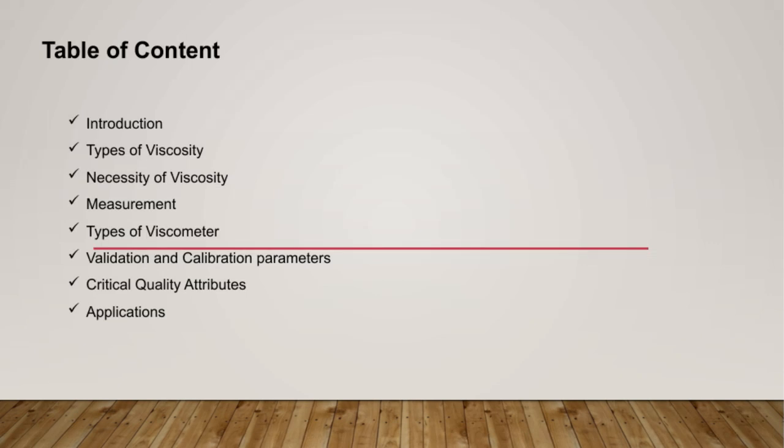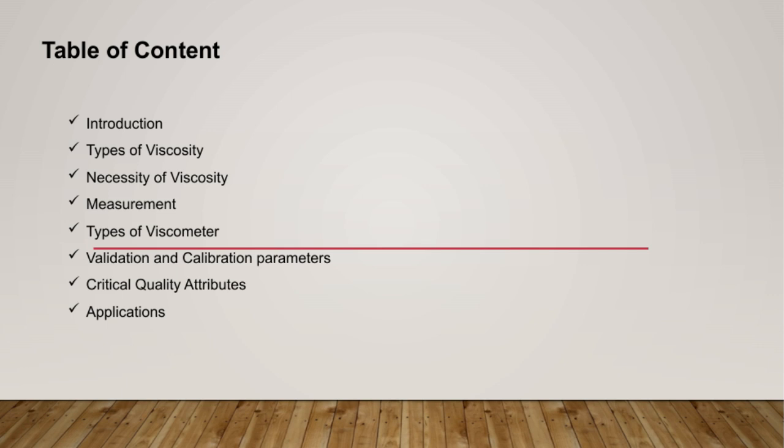Let's start with the introduction, where we'll explore the fundamental concept of viscosity and why it's so important across various industries. Next, we'll look at the different types of viscosity, helping us understand that viscosity isn't a one-size-fits-all property. Then, we'll discuss the necessity of measuring viscosity accurately, highlighting its critical role in quality control and process optimization. We'll also cover the measurement techniques, focusing on the different types of viscometers available and how they work.